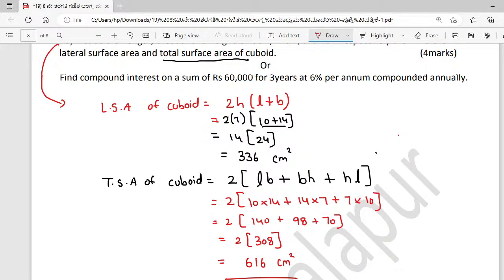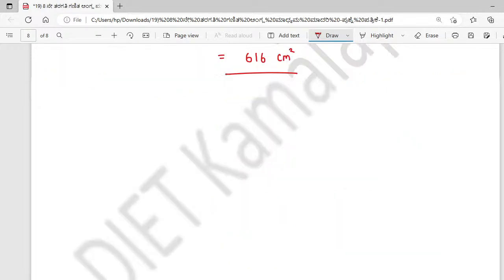Let us go with the question. What are they asking us to find? Find the compound interest on a sum of 60,000 for 3 years at 6% per annum. They gave 60,000, which is the principal. 3 years is n, the number of years, and 6% is r, the rate of interest. They are asking us to find the compound interest, CI. Hopefully you have noted down the values. So let's scroll down and do the solution for that last column.